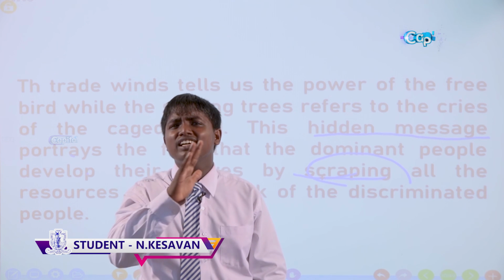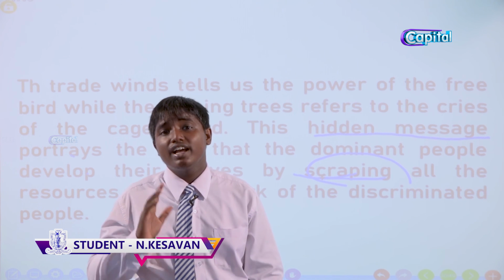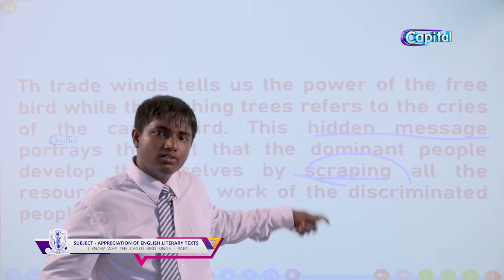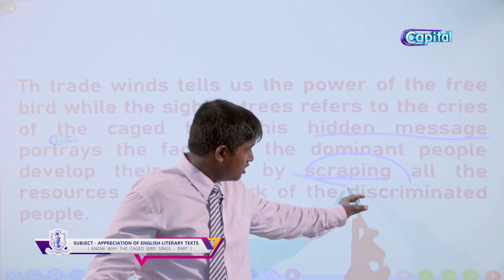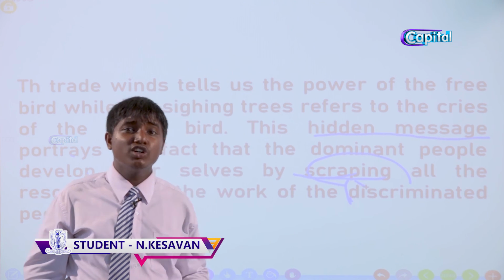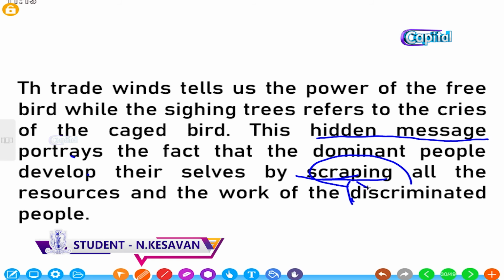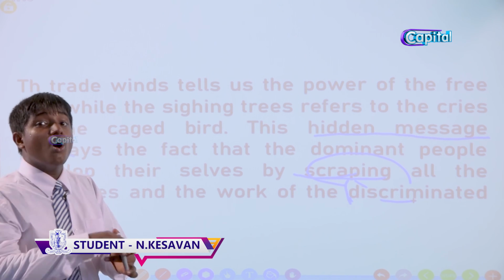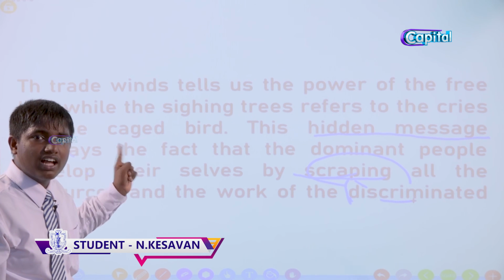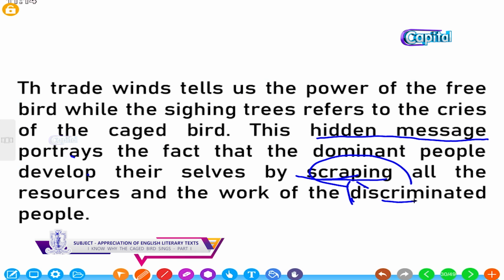Because how can one develop themselves if there's no wastage? But that wastage is there. The wastage is considered to be the discriminated ones. The power, the energy that one should have to develop themselves, the energy of the discriminated people. The energy of the discriminated people has been shown here. So from the resources of the discriminated, from the resources of the African American people, the privileged people are developing themselves. I've already told you the meaning.